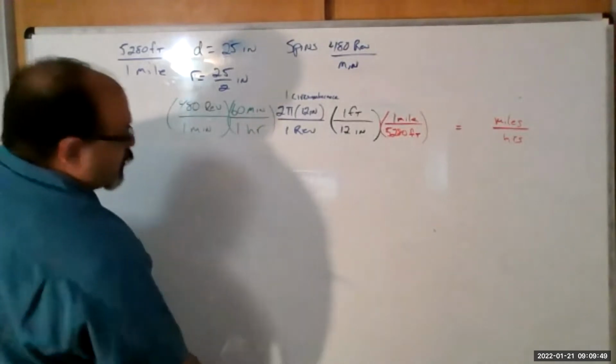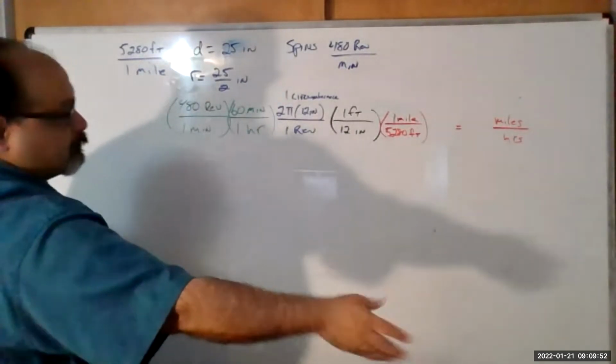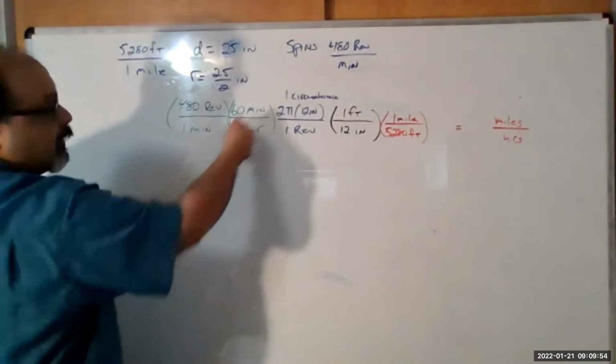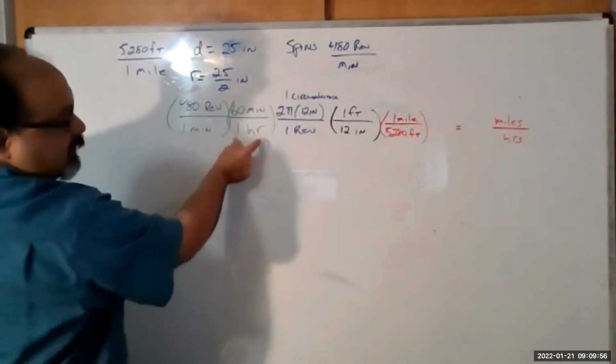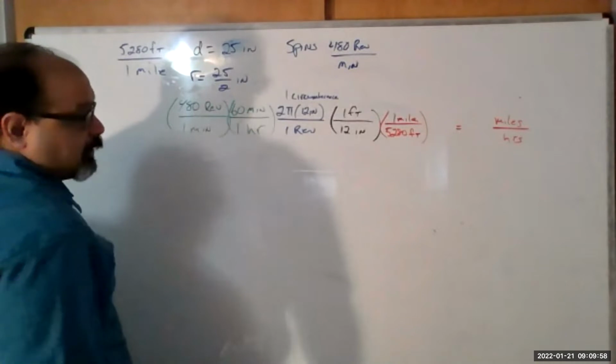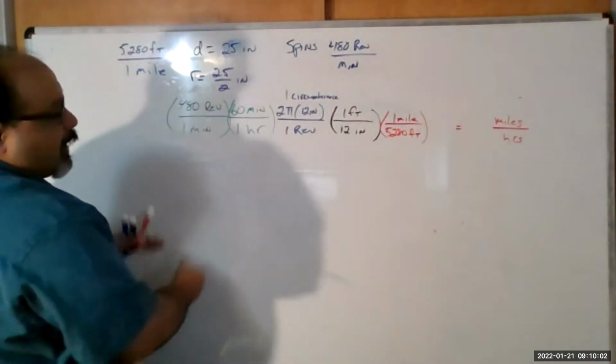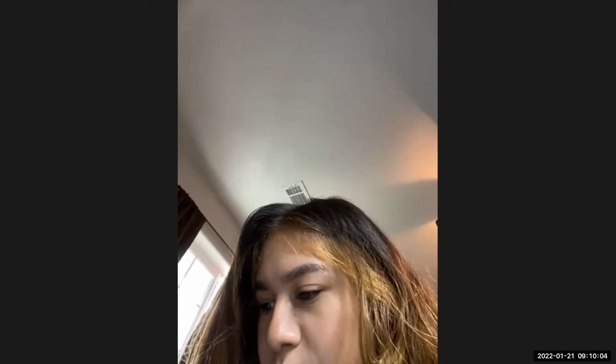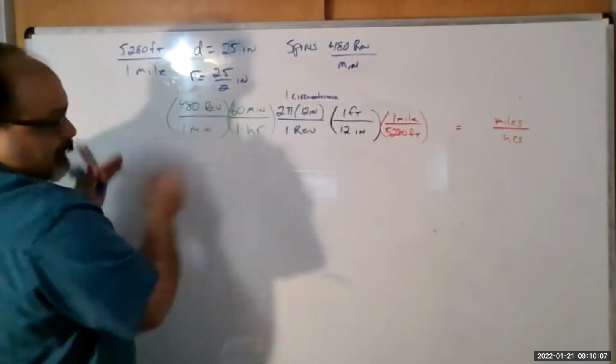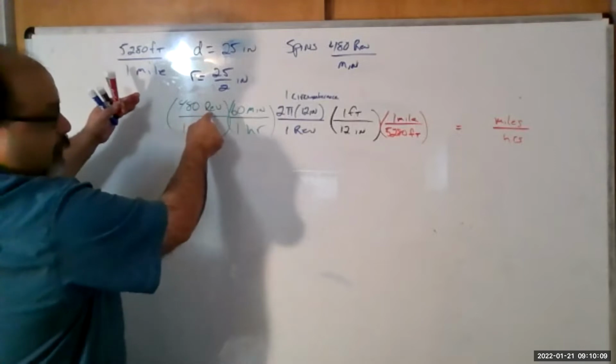So minutes into hours, since minutes are down here, you're going to multiply by minutes and you want hours down here. So that's the first one. And all I did was take care of one thing at a time. I took care of the minutes, made it an hour. Done. So now I still have revolutions.